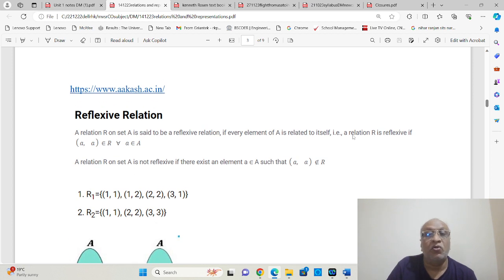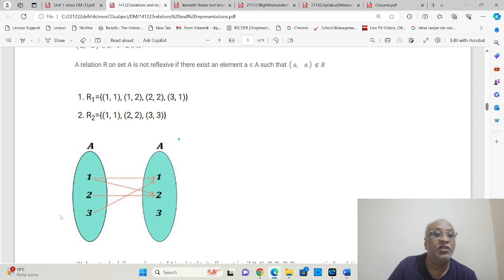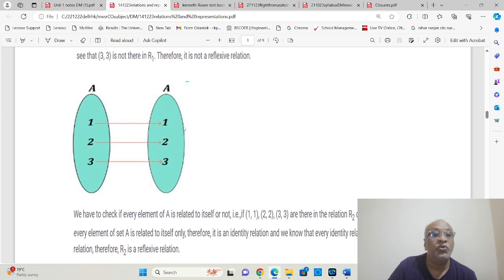What is the definition of reflexive? A comma A belongs to R for all A belonging to A. It means every element in the relation is related to itself. So here 3 is not related to itself, so hence R1 is not reflexive. In case of R2, every element is related to itself: 1 is related to 1, 2 to 2, 3 to 3. So this relation is the example of a reflexive relation.